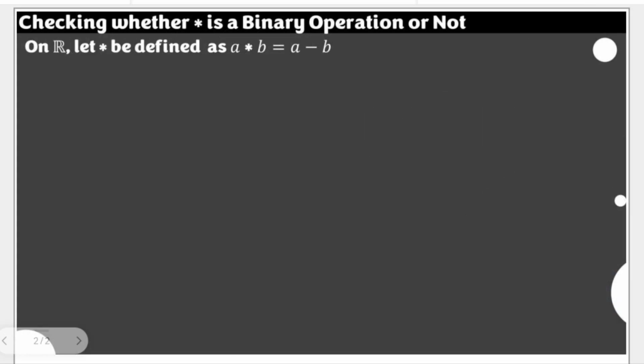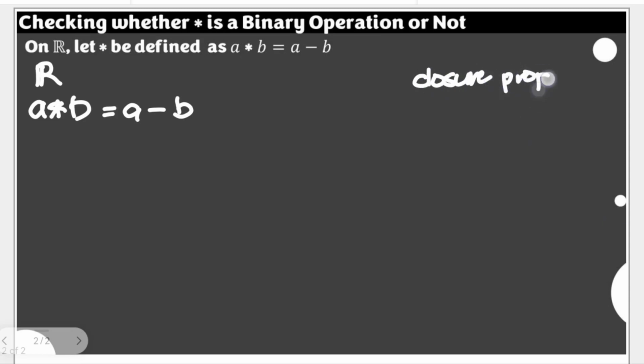Let us check whether the given star is a binary operation or not. Our star here is defined as A star B is equal to A minus B. To show that this operation is a binary operation under R, the set of real numbers, we need to establish the closure property.